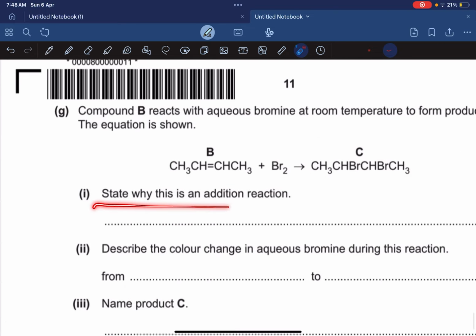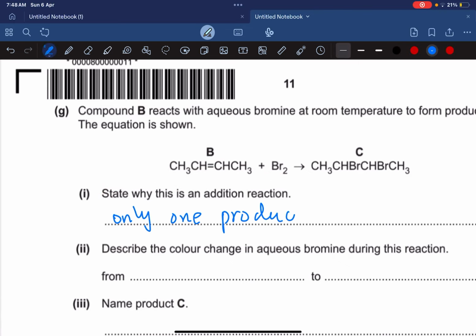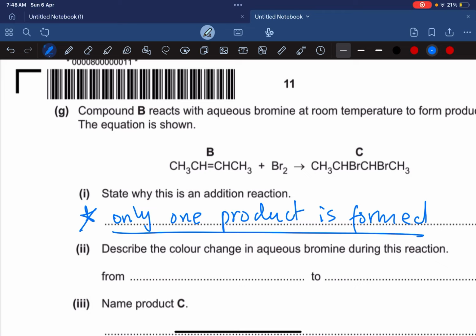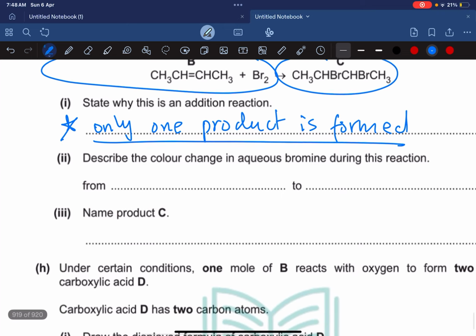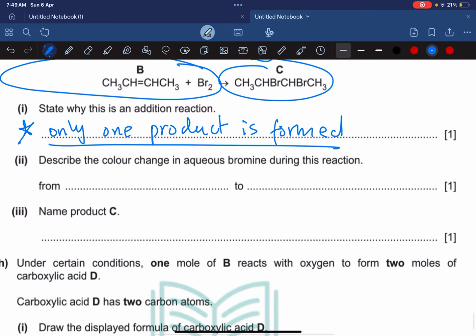So state why this is an addition reaction. You write only 1 product is formed. Okay, that's why this is addition, because only 1 product is formed, or you can write only a single product. ठीक है, reactants चाहे जितने मर्जी हों, बस product आपका 1 होना चाहिए. ठीक है. Describe the color change in aqueous bromine during this reaction.